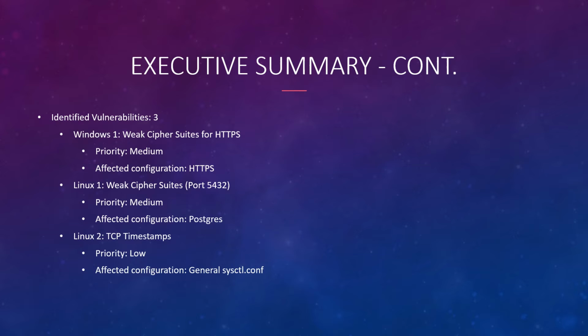You had Linux. The first vulnerability was again weak cipher suites. This is port 5432, the Postgres one, that is medium but could be considered a high in certain environmental metrics. And then Linux 2 was a general system configuration vulnerability, which is TCP timestamps.